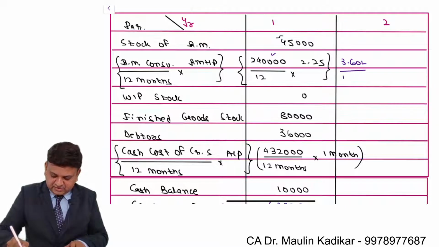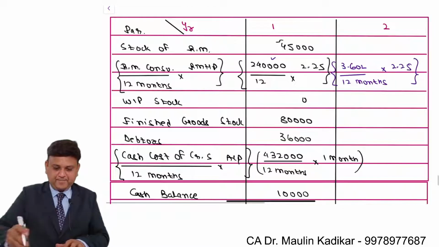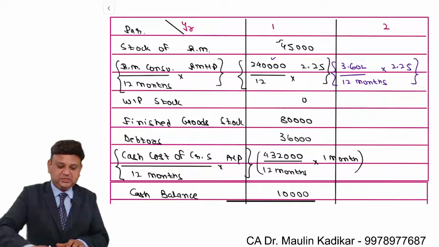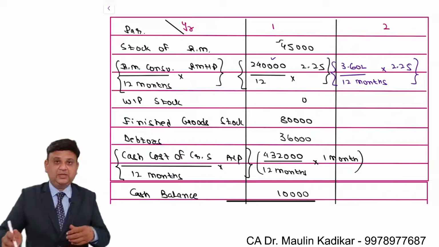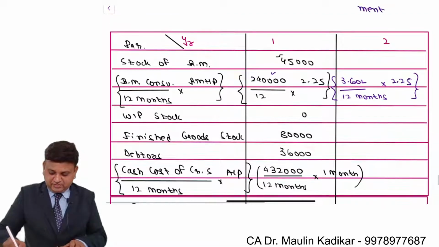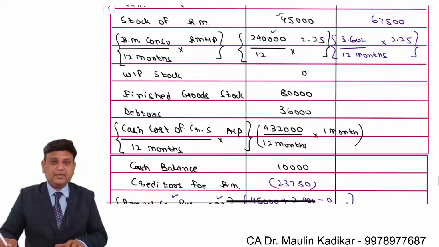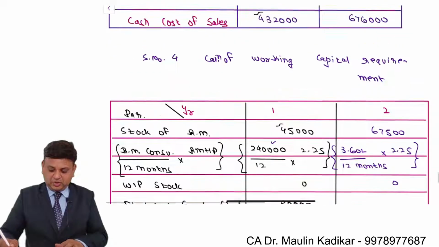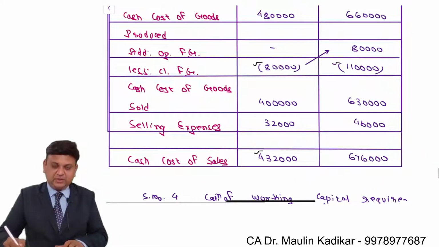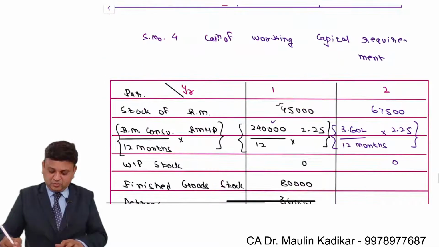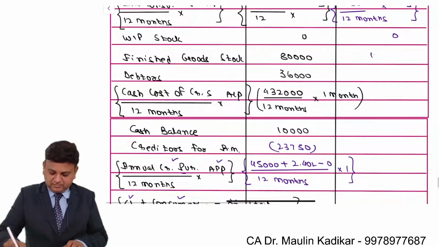Divided by 12 months, into 2.25 months. So 3,60,000 divided by 12 into 2.25 comes to 67,500. WIP is 0. Finished goods stock, which we computed earlier in step number 2, is 1,10,000.